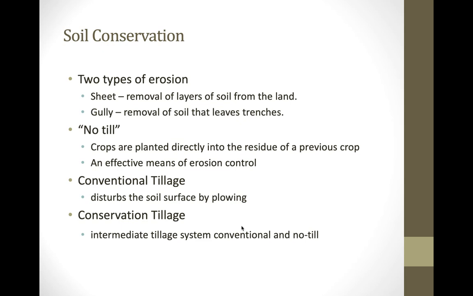So the two types of erosion are sheet erosion and gully erosion. Most of the time with sheet erosion, you're looking at things like people walking on the same spot over and over, people driving on the same spot over and over. It just becomes worn away over time, is typically what you're looking at with sheet erosion.